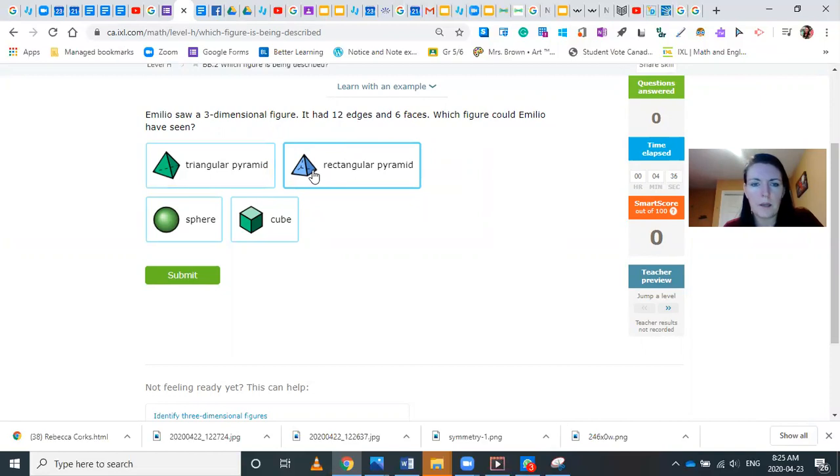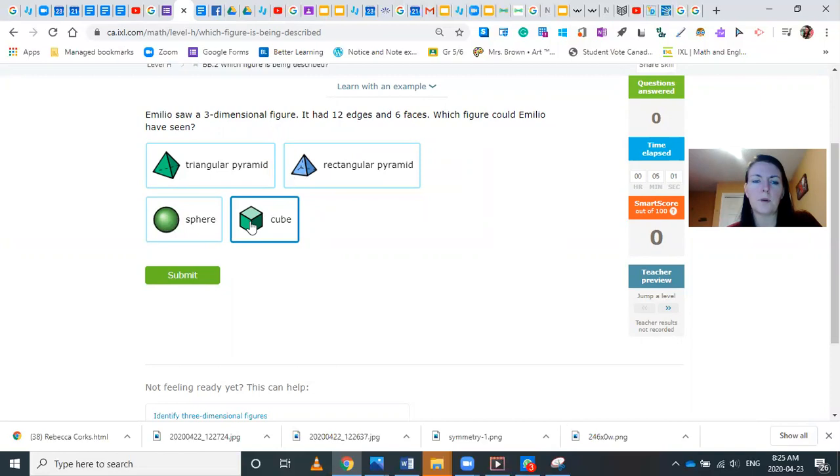What about this one? 1, 2, 3, 4, 5, dotted line 6, 7, 8 edges only in a triangular pyramid. Please do also take note of the names of these shapes because you're going to have to know them for a future activity. A sphere, well, that doesn't have any flat faces anyways. It's got maybe 1 face. I think a face needs to be flat. And cube is our last option.